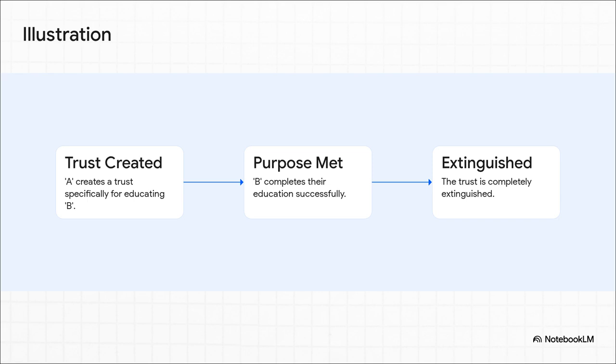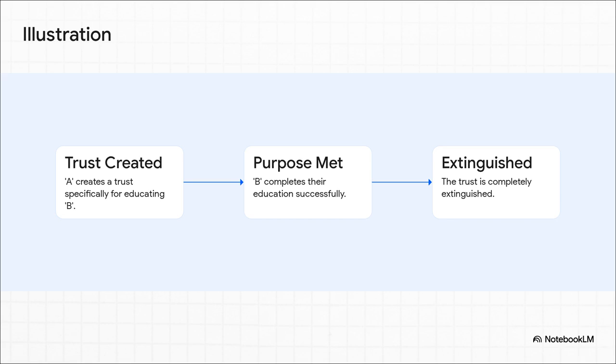Let's look at a classic statutory illustration. Step 1, A creates a trust specifically for educating B. Step 2, B completes their education successfully. Step 3, the trust is completely extinguished. Make sure you walk through this step-by-step logic flow right on your exam paper. Providing illustrations directly from the Act is absolutely mandatory for scoring top marks.